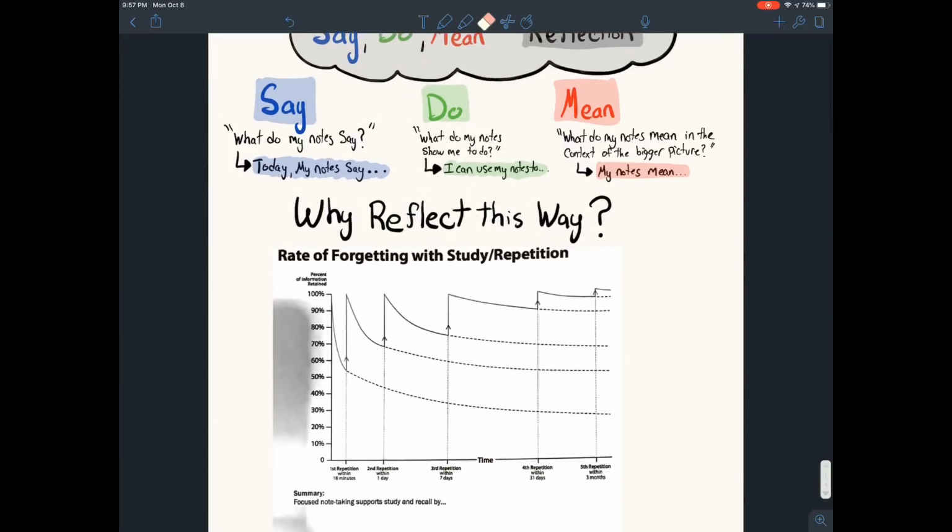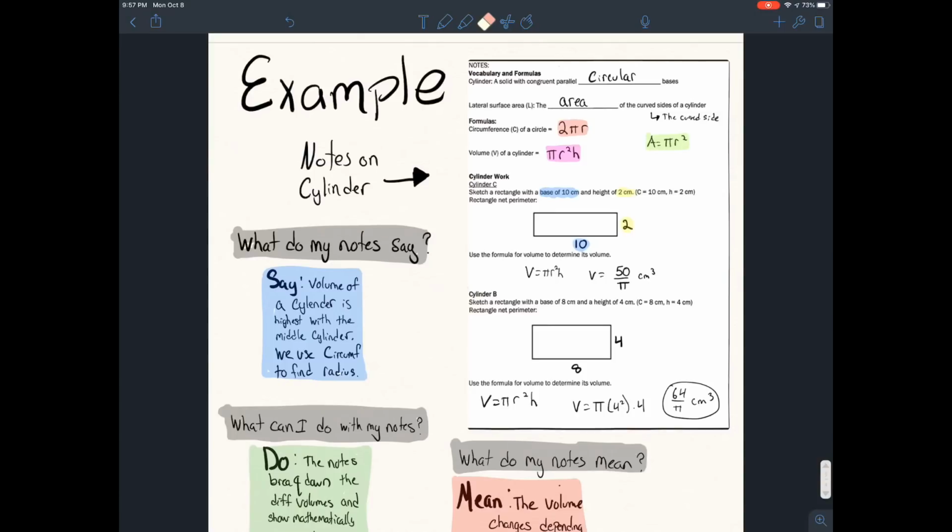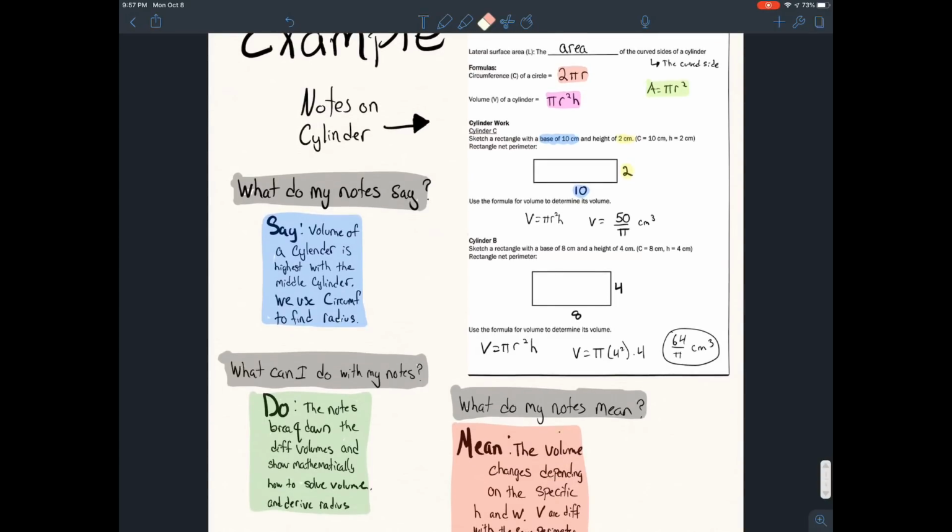An example of this down below is I took some notes on a lesson for cylinders. In this lesson, after taking notes, I was asked to do a say, do, mean reflection. I wrote, after taking this lesson on cylinders, my notes say the volume of a cylinder is highest with the middle cylinder. We use circumference to find the radius. So that is physically what the notes say. Then, what can I do with my notes? The notes break down the different volumes and show mathematically how to solve volume and derive radius. Where does that radius come from? So that's physically what I can do with my notes, what the purpose of them is.